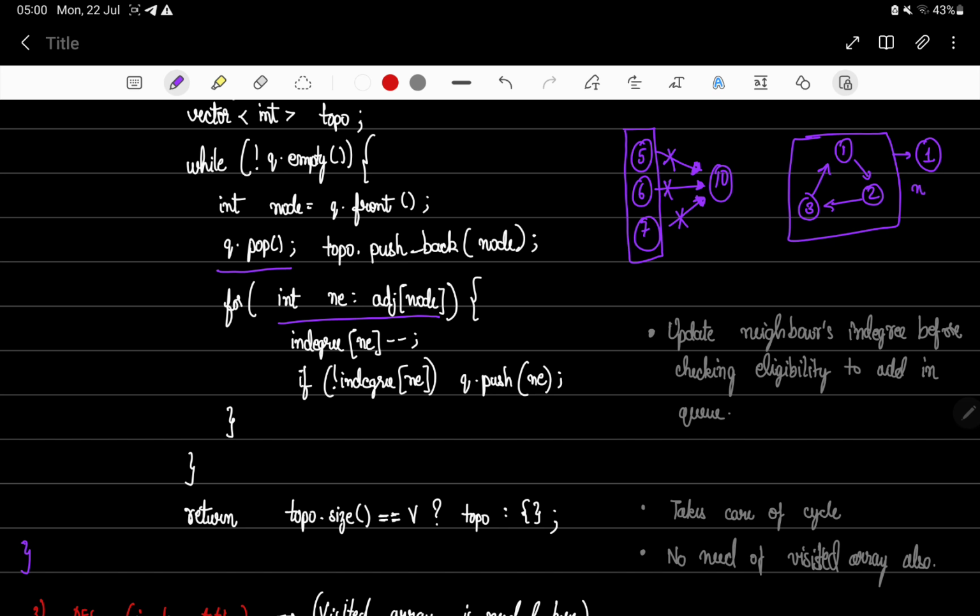So there is no 0 in-degree. Now, no 0 in-degree means my while loop will finish, and then we'll just be returning an empty array. Empty array means, or else in some cases, there might be a cycle at a later point in time.